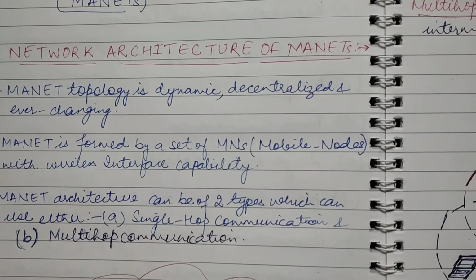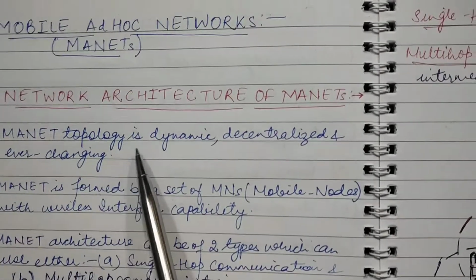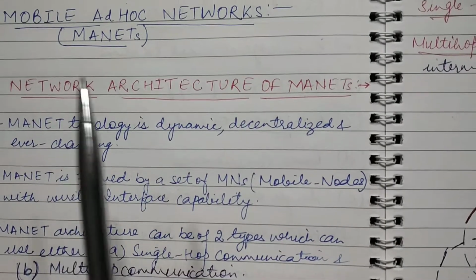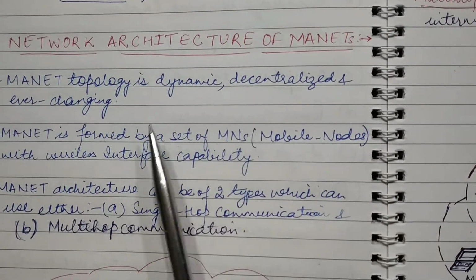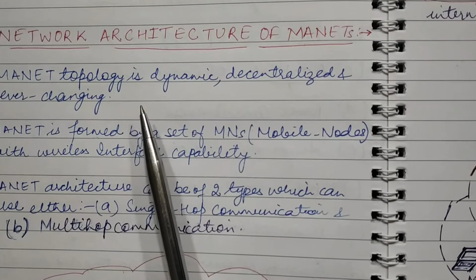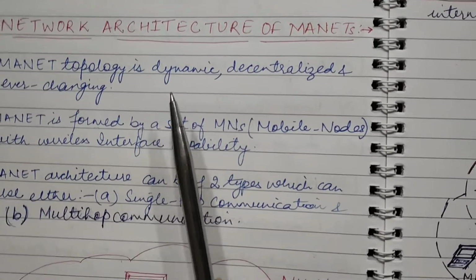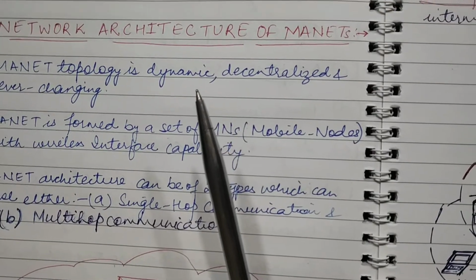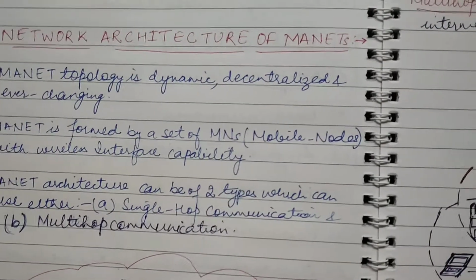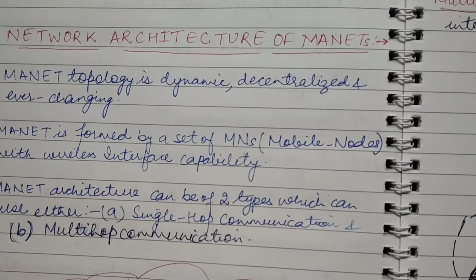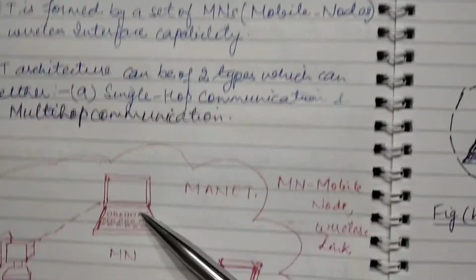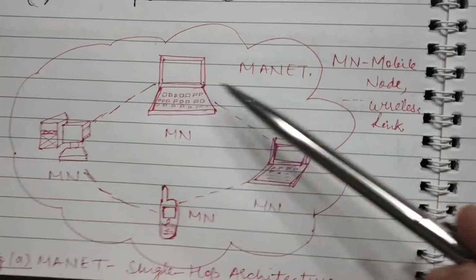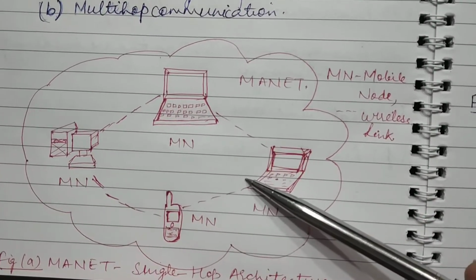In today's lecture, I will be talking about the network architecture of mobile ad hoc networks, that is MANETs. Now, what a MANET is, I've already briefed you in the previous lecture also. A MANET is a self-configuring network of mobile routers and associated hosts connected by wireless links, like you can see here. These are the mobile nodes which are connected via the wireless links. These dotted lines are representing the wireless links.